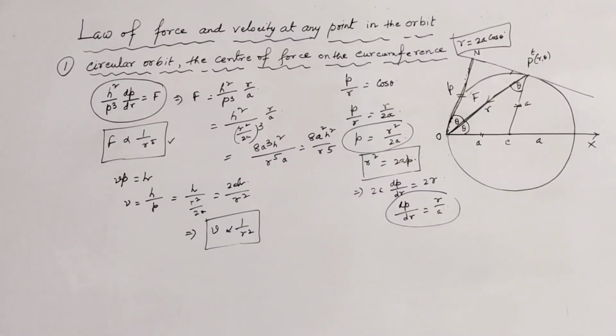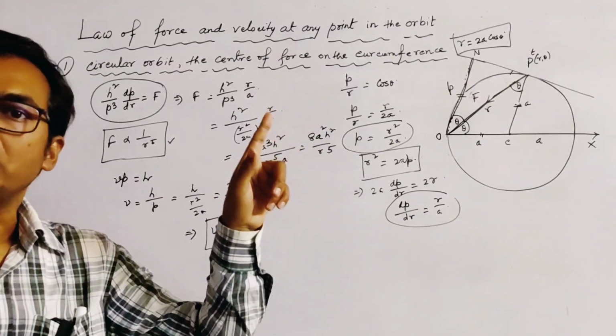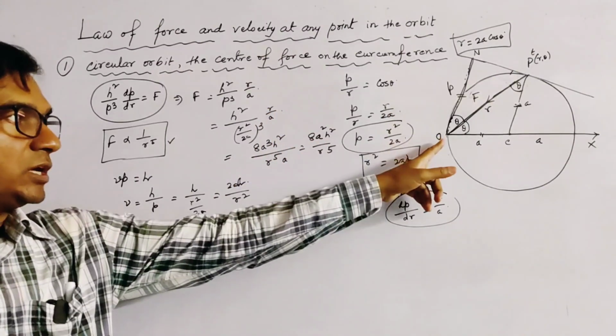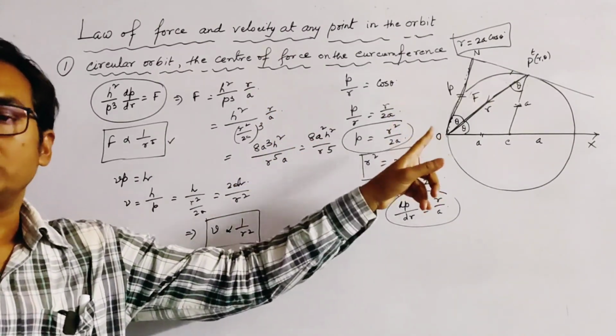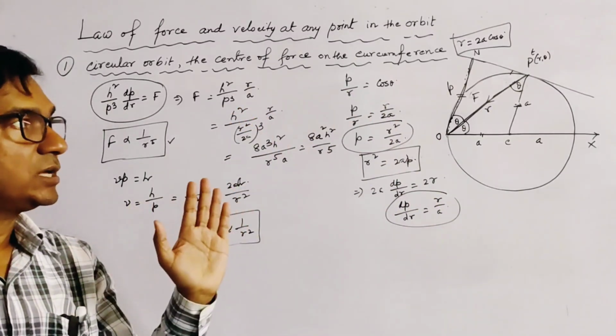Okay, so we derived the central force and the velocity at any point on the circular orbit, where the center of force lies on the circumference of the circle. Okay, this is today's class.